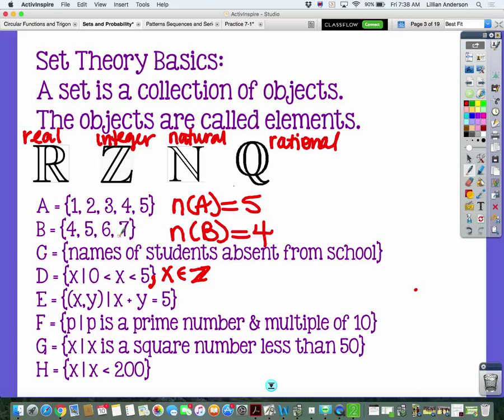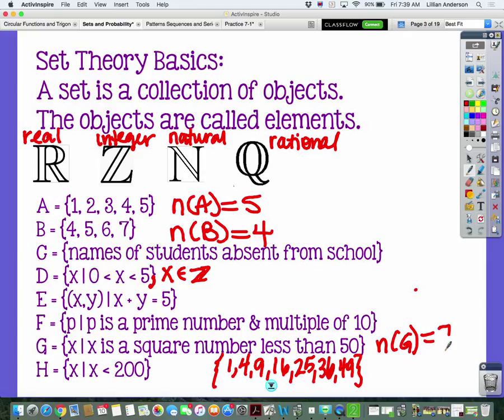If you look at N of G, the number of elements in set G, even though they're not listed, you can figure them out. What are the square numbers that are less than 50? Well, that's 1, 4, 9, 16, 25, 36, and 49. These are your perfect squares. That would be 7, because there are 7 elements. Okay? Hopefully that's good.